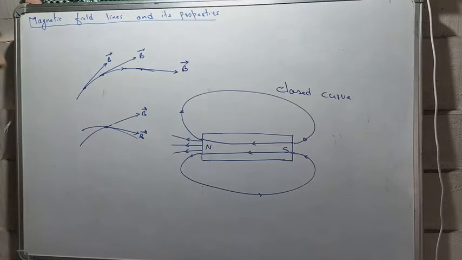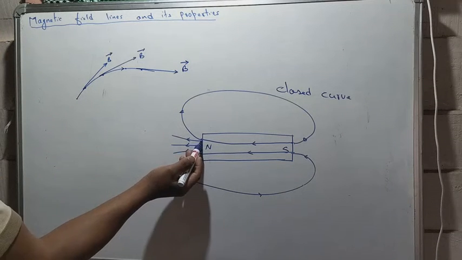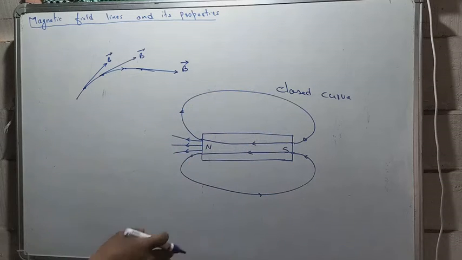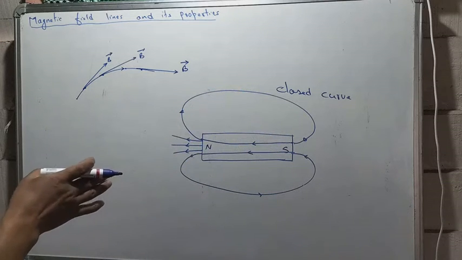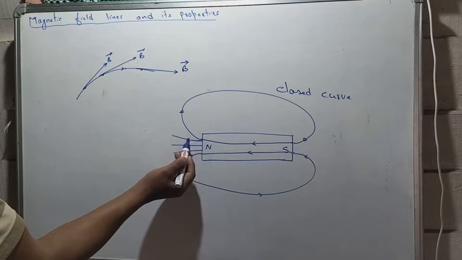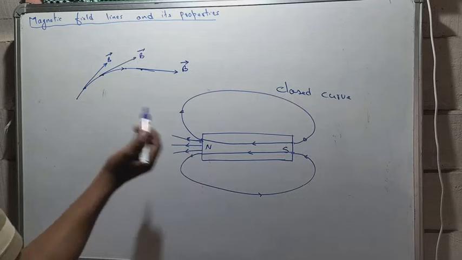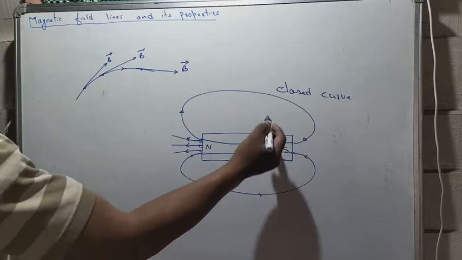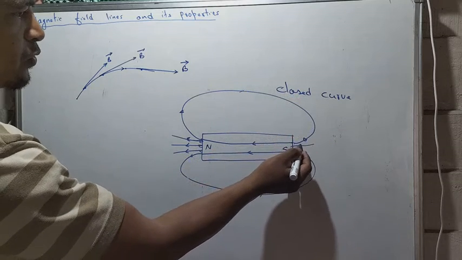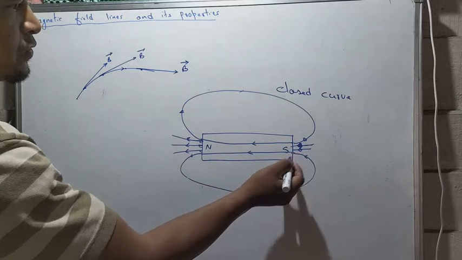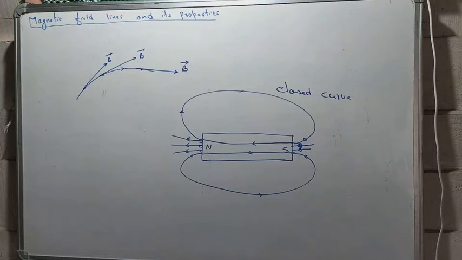And the third important property is that these magnetic field lines leave or enter the magnet normally. Like if this is my magnet, then this line leaves the magnet, and at this point you will see it is perpendicular. This line is perpendicular, this line is perpendicular. Similarly, when they enter the south pole, you will find that they enter normally like this, perpendicular to the magnet.